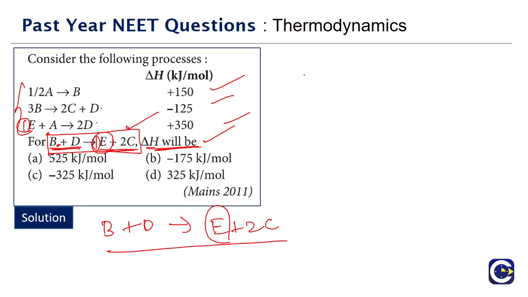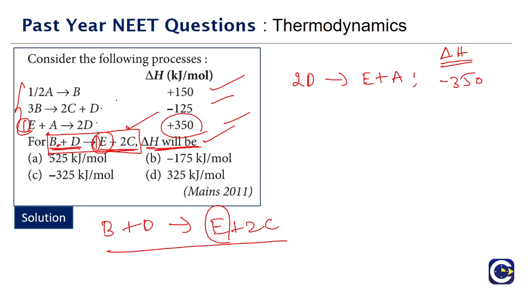How? We have to reverse it. Look at what we get when we reverse it: 2D giving rise to E plus A. Just reverse it, that's all. When we reverse an equation, what will its enthalpy change be? It will become minus of the original. The original equation's enthalpy change is plus 350, right? So the modified equation's enthalpy will be minus 350. Okay, done, we got the modification for the third equation.